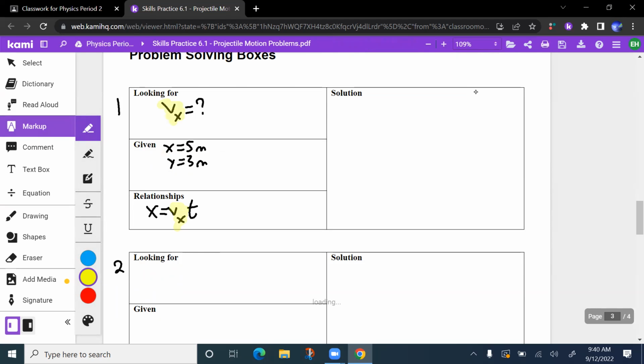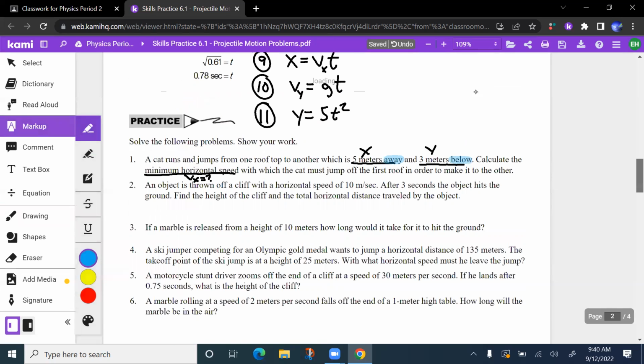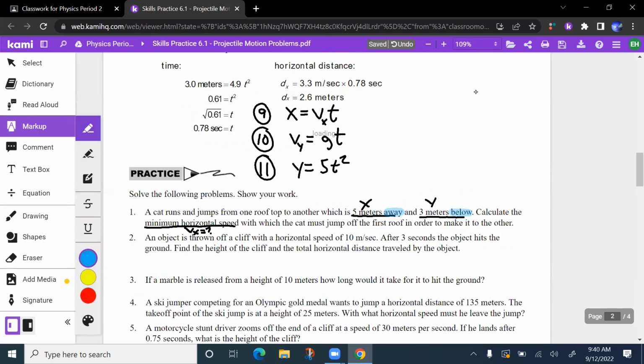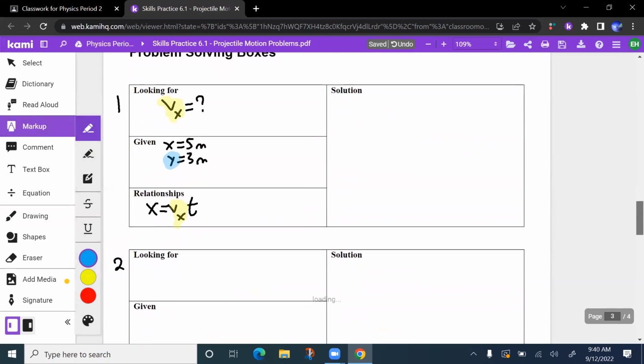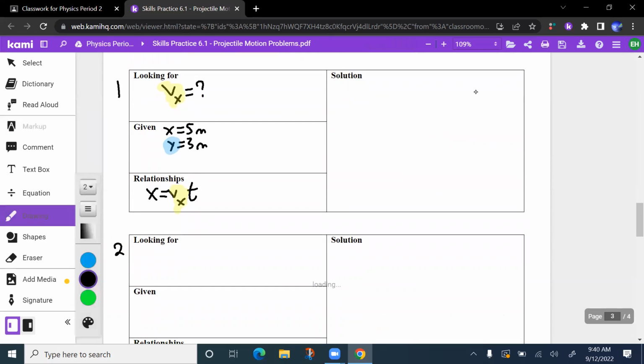So what equation could we use to find time? Well, here's my hint to you guys. How about let's find an equation that has y in it? y and t. Which equation above has y and t? Well, that would be equation number 11, it has y and it has t. So let's use equation number 11 to find the time first, and then we'll work backwards to find vx. Okay, so we're going to use y equals 5t squared. Okay, there we go. We'll use that one first.